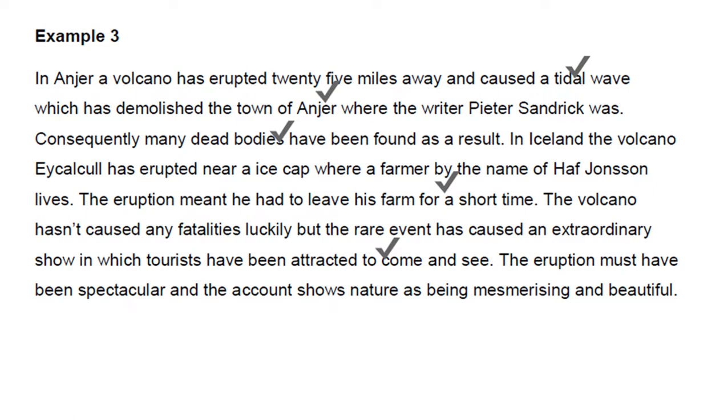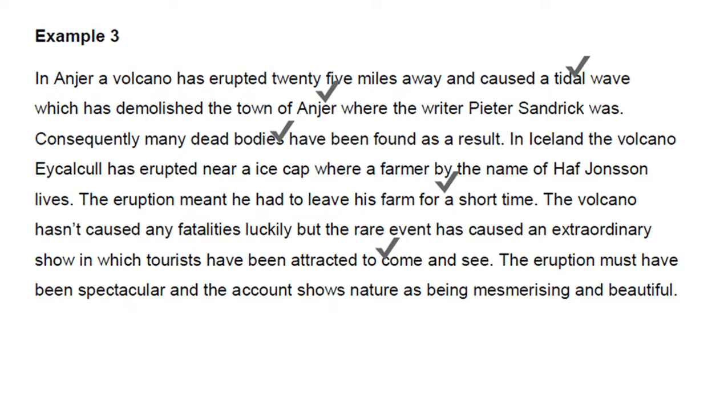The eruption meant he had to leave his farm for a short time. Yes, it did. Tick. The volcano hasn't caused any fatalities, luckily, but the rare event has caused an extraordinary show in which tourists have been attracted to come and see. Yes, tick, because that's a result of the volcano.